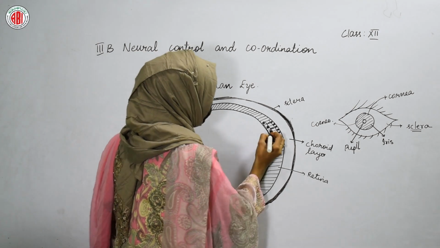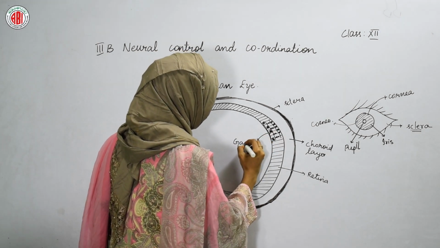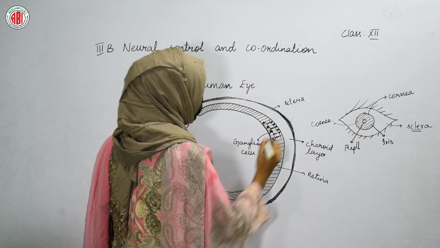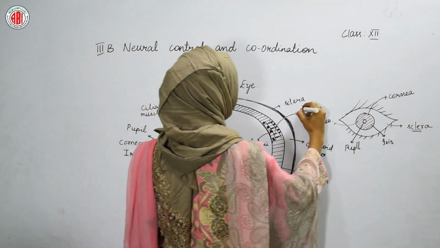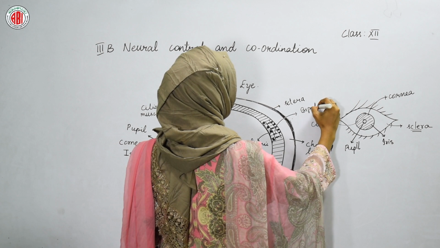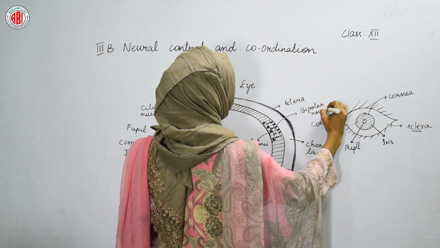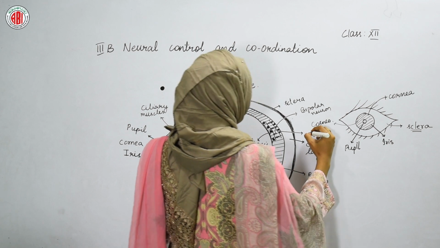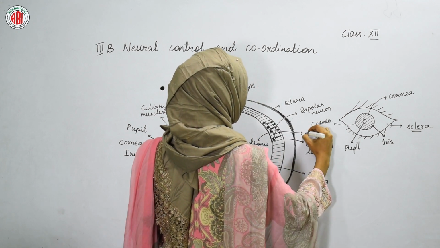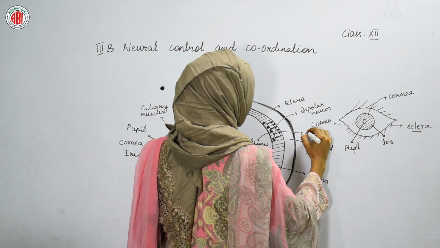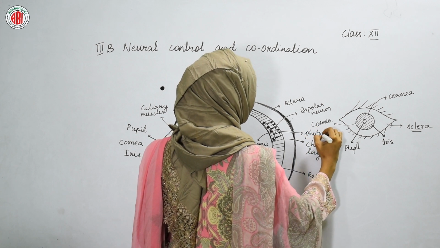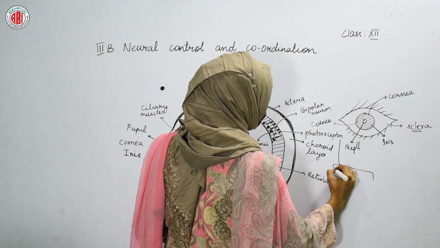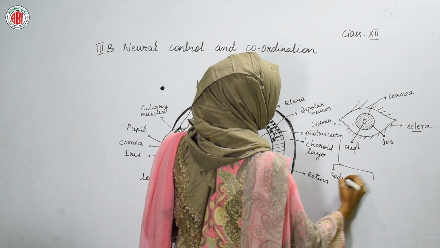One shows you the presence of ganglionic cells. The other layer shows you the presence of bipolar neurons. And the last layer, the innermost layer, shows you the presence of different cells, and we call these cells photoreceptors. So, photoreceptors are of 2 types, rods and cones.